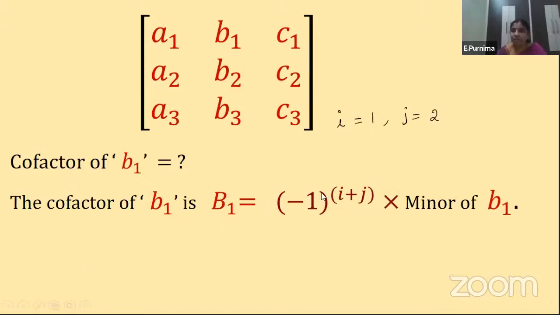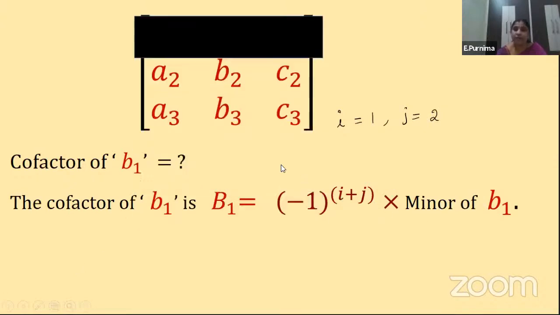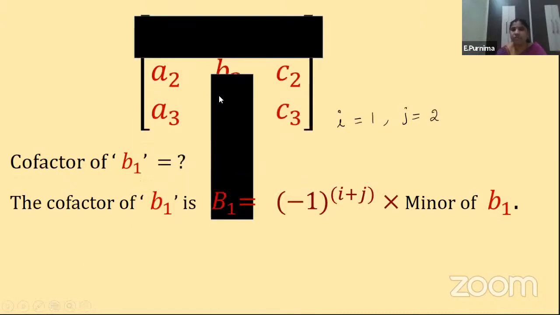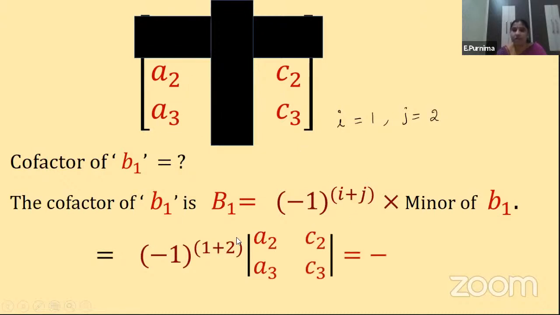The cofactor of b1 is given by minus 1 to the power of i plus j into the minor of b1. So let us substitute those values and find the minor. The first row and second column are covered. Now what is the cofactor here? Minus 1 to the power of 1 plus 2. What are the four elements left? a2, c2, a3, c3. Clear? Now if you observe, 1 plus 2 is how much? 3. That is nothing but an odd number. So minus 1 raised to an odd number will give you what? Minus 1 only. So instead of writing minus 1, we simply write a minus sign.